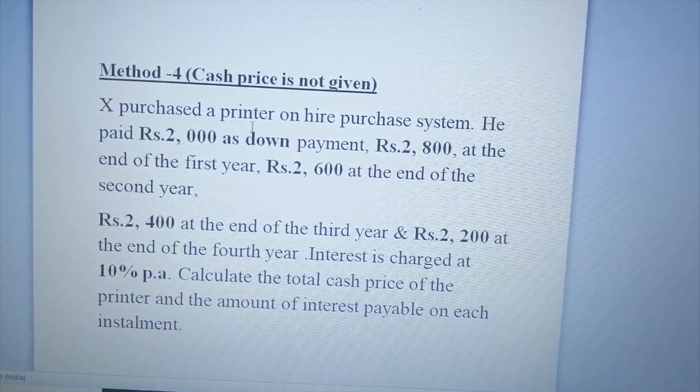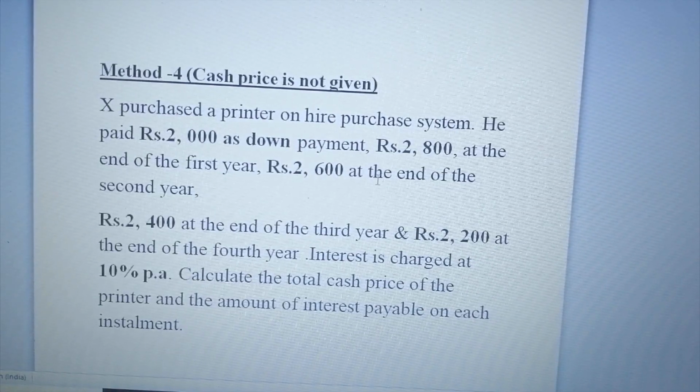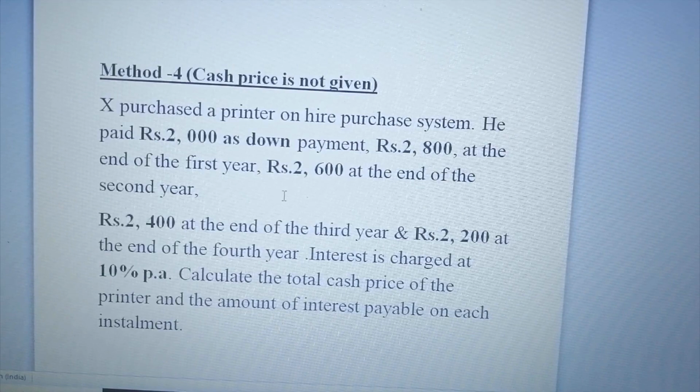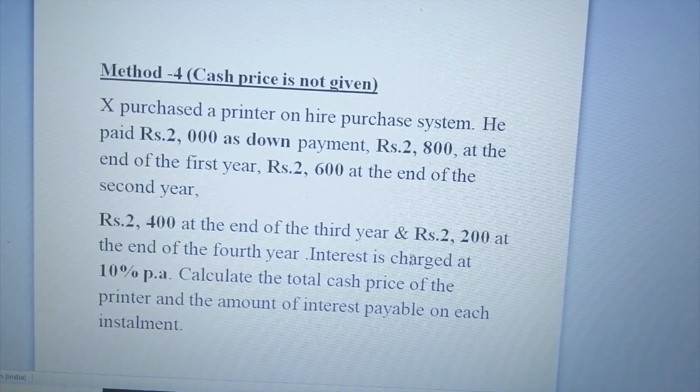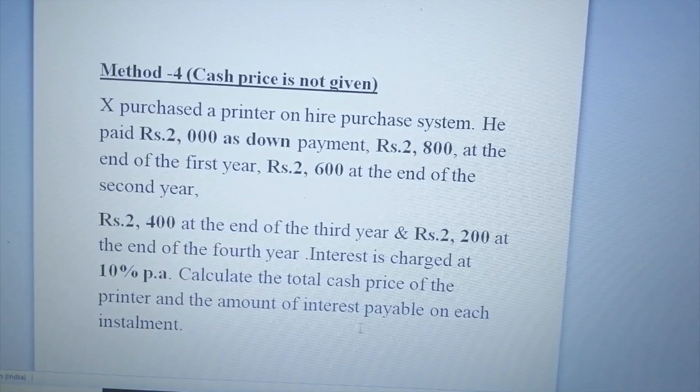X purchased a printer on hire purchase system. He paid 2000 rupees as a down payment and the balance amount was payable in 4 installments. 2800 rupees was payable at the end of the first year and 2600 at the end of the second year, 2400 rupees at the end of the third year and 2200 at the end of the fourth year. Interest is 10% per annum. With this information, we are required to calculate the total cash price as well as the interest.